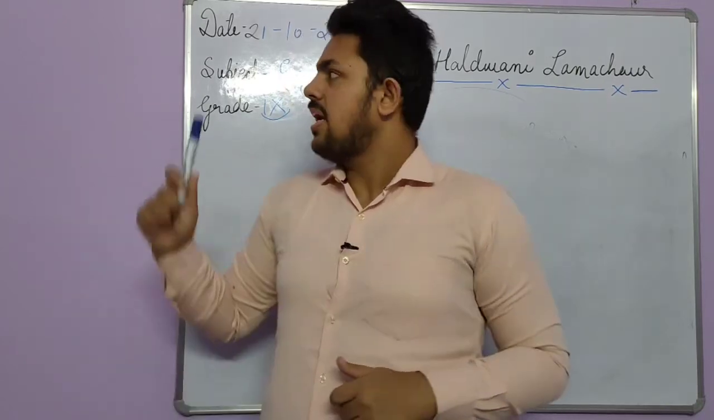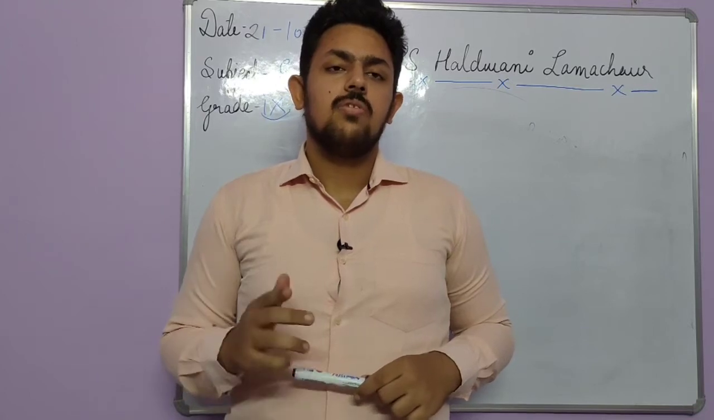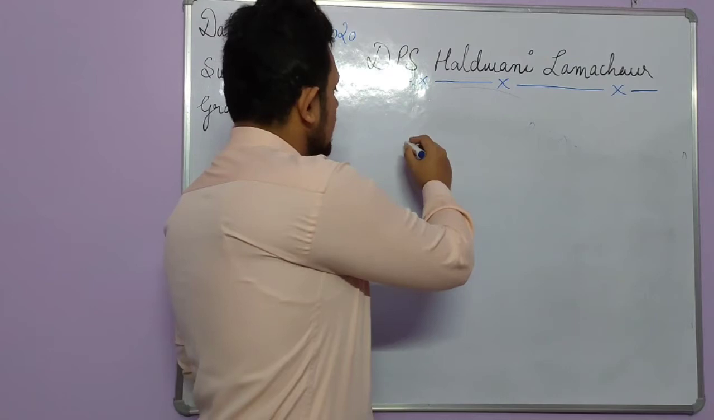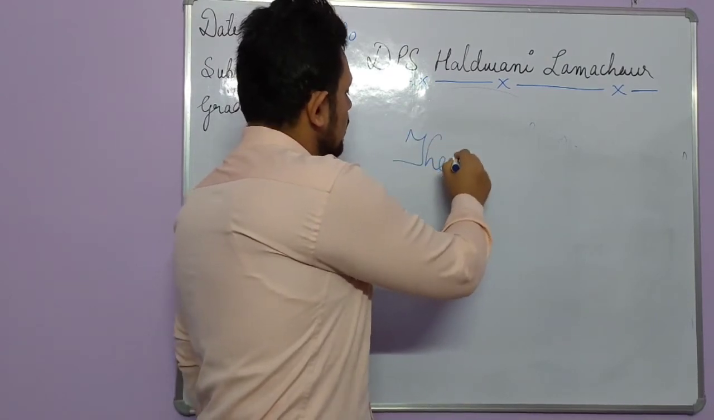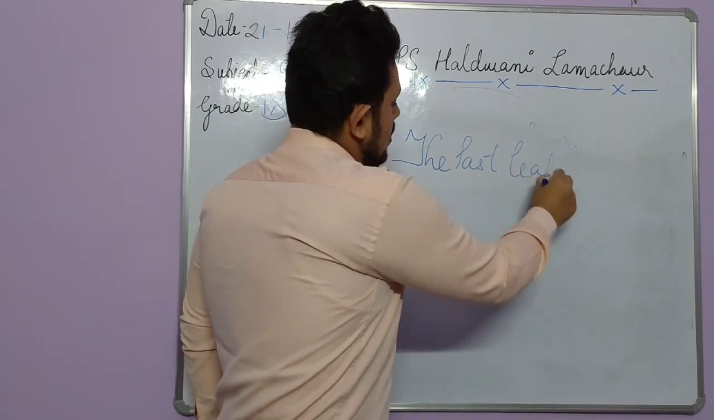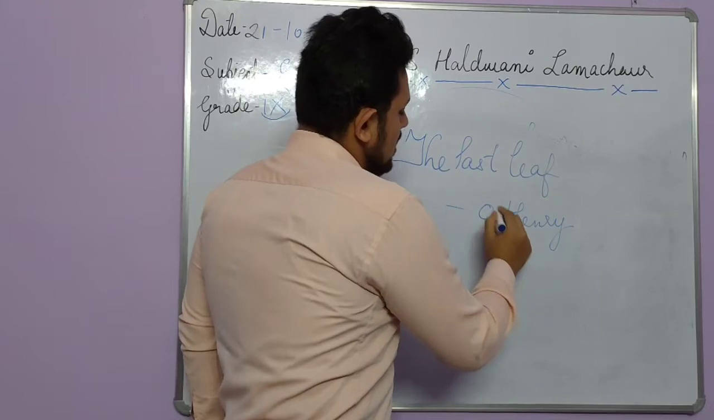Another lesson from grade 9th English, and we are continuing our chapter that we have taken last time, The Last Leaf. Okay, so we were doing the chapter The Last Leaf. It is written by the author O. Henry, and we have seen the story.